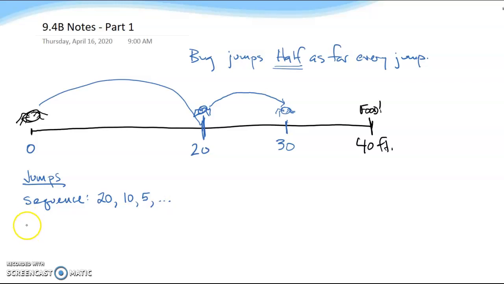And then, connecting to last class, if we think of it as a series, where it's the sum of the jumps, right? It's not just the individual jumps, but progressing towards where he wants to go. Well, his first jump, he's gone 20. But then the sum of the next jump, now he would be at 30. And then the third jump, he would make it all the way to 35, right? So I'll even draw that in there. If he made one more jump, he's now at 35. Boy, he's really close to that food.